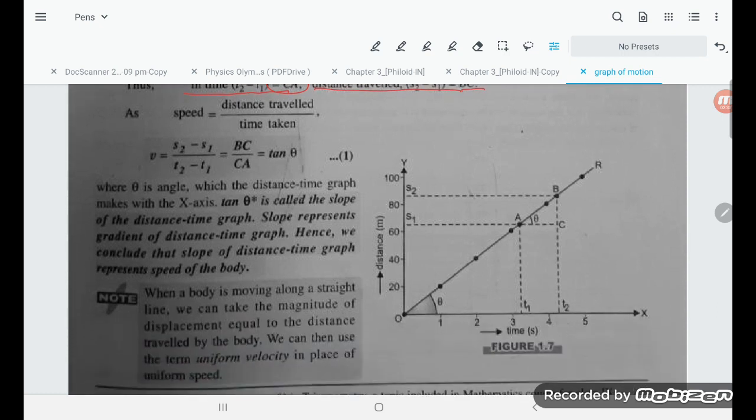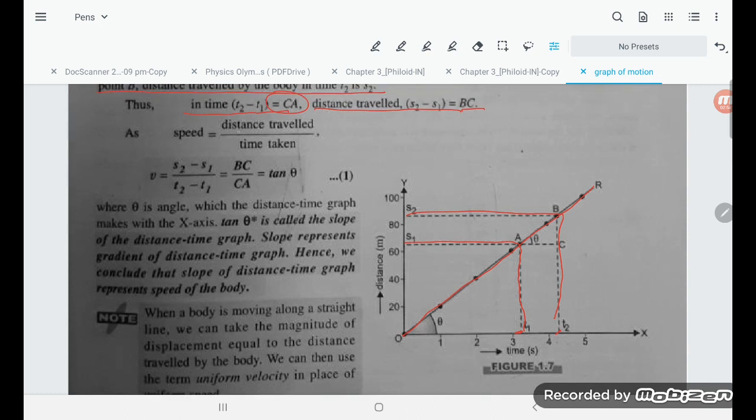So here you can see, when the time is this much, the distance is this much. When the time is this much, the distance is this much. Now we join the line like this. So what you get, students, is speed equal to distance traveled upon time taken. Distance traveled means s2 minus s1, and time taken is t2 minus t1.